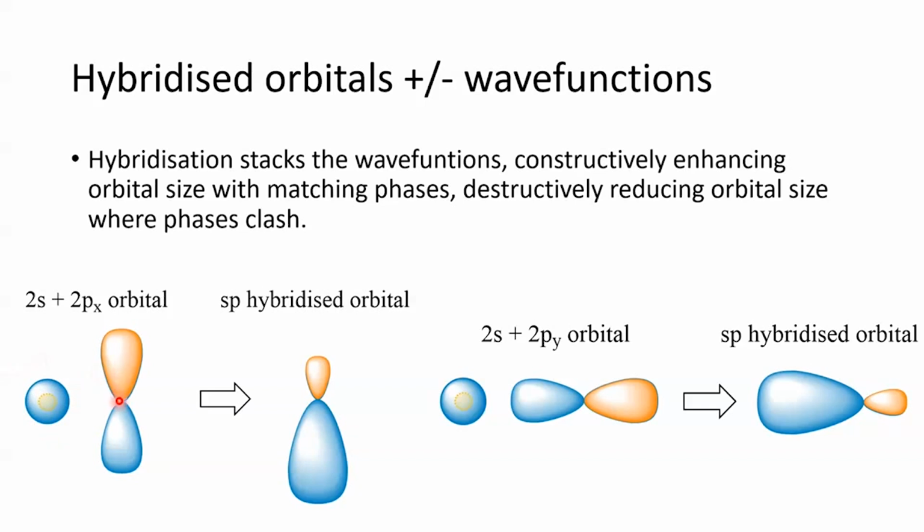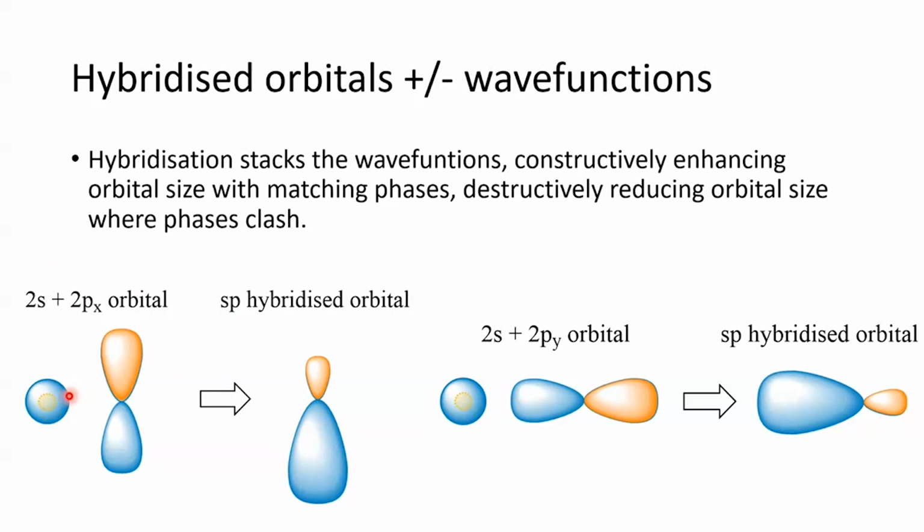Our px orbital has a lobe of positive wave function and a lobe of negative wave function, and our nucleus will be sat between them on the nodal plane. So if we were to shift our 2s orbital directly over the center of our nucleus, so between the positive and negative lobes of the p orbital, and combine them together, what we would get is this sp hybridized orbital. The sp simply comes from combining an s and a p orbital together, therefore we're going to get an sp orbital at the end.